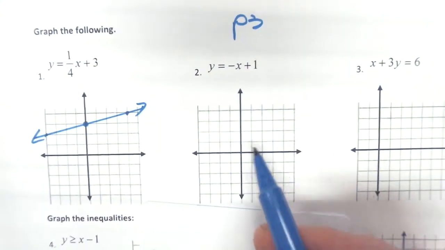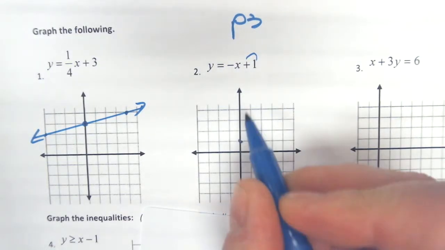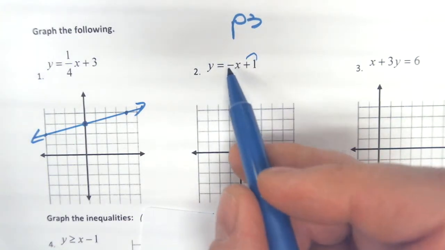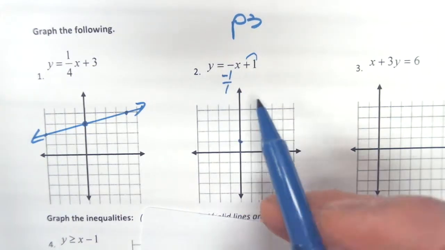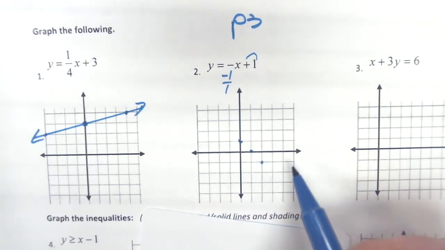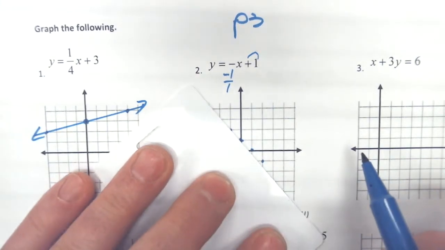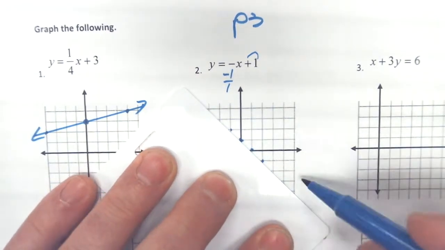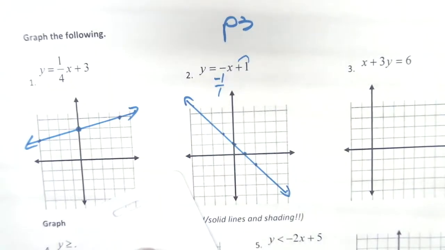Question number 2. We have the y-intercept of 1. Put a dot there. We have a slope of negative 1. There's always a 1 there, which is negative 1 over 1. So I'm going to go down 1, to the right 1, down 1, to the right 1. If I run out of down and to the rights, I can go up and to the left. Connect those dots, and there's your graph for number 2.